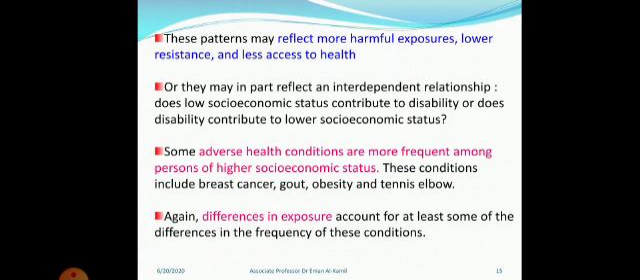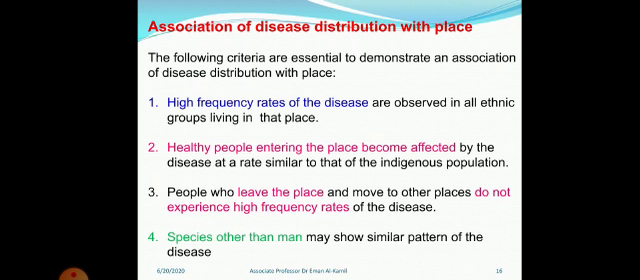Some adverse health conditions are more frequent among persons of higher socioeconomic status. These conditions include breast cancer, gout, obesity, and tennis elbow. So there are different diseases among different socioeconomic conditions. Again, differences in exposure account for at least some of these differences in the frequency of the conditions.